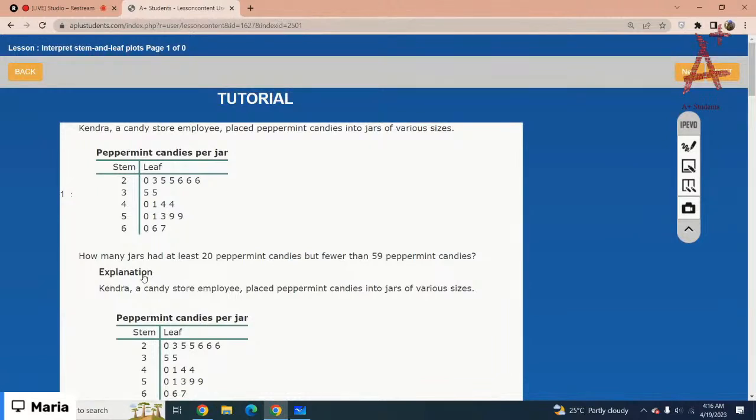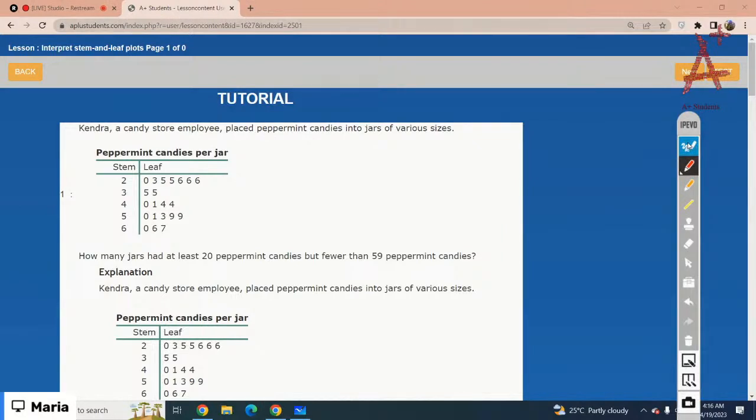Okay, Kendra, a candy store employee, placed peppermint candies into jars of various sizes. So here is the stem and leaf plot. How many jars have at least 20 peppermint candies but fewer than 59 candies? So you have to start with at least 20, and go until 59. So just read the values. Count all the values: 1, 2, 3, 4, 5, 6, 7, 8, 9, 10, 11, 12, 13, 14, 15, 16, 17, 18. So you have 18 values that are between 20 and 59.